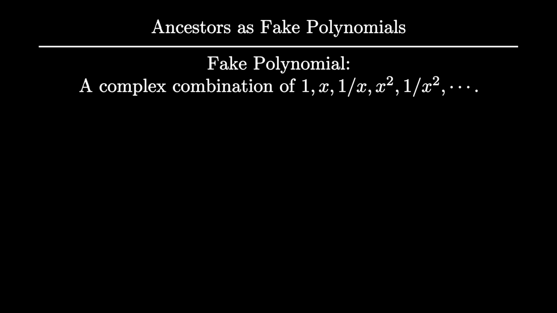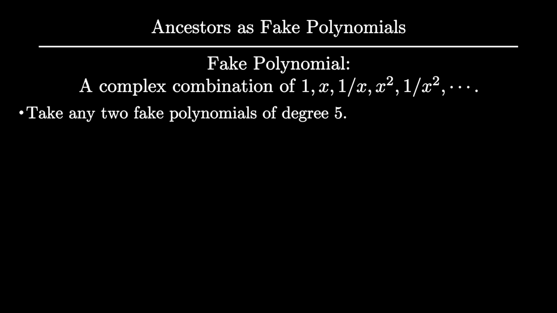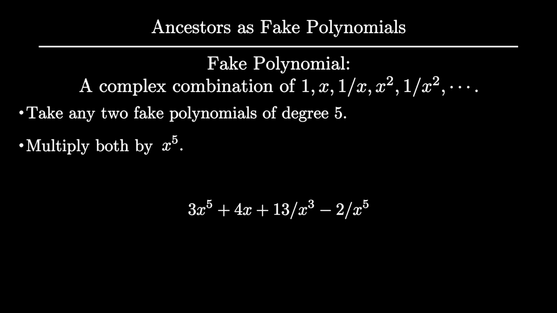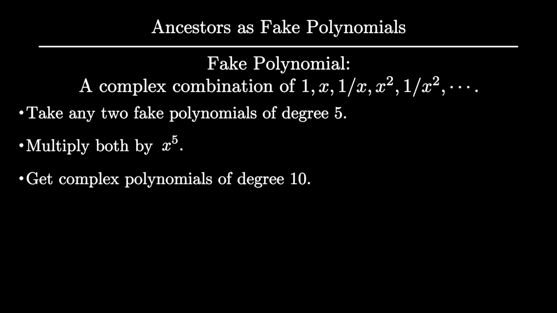Now let's relate fake polynomials and complex polynomials. Let's start by taking two different fake polynomials of degree 5. Now let's multiply both of them by x to the 5. Since every term in the fake polynomial is being multiplied by x to the 5, the new terms can have degree as large as 10, since you get x to the 10 when you multiply x to the 5 to an x to the 5 term. Or they can have degree as small as 0, since you get 1 when you multiply x to the 5 to a 1 by x to the 5 term. So what you have now are two complex combinations of 1, x, and so on till x to the 10. You have two degree 10 complex polynomials.